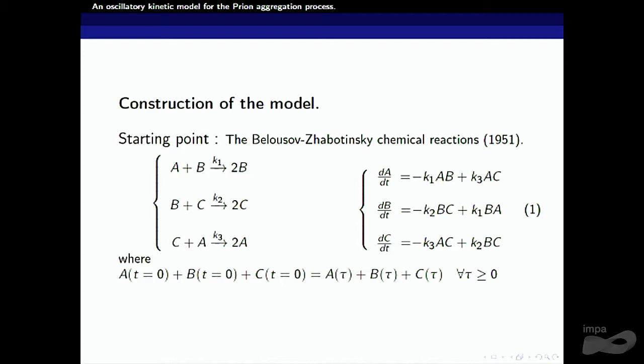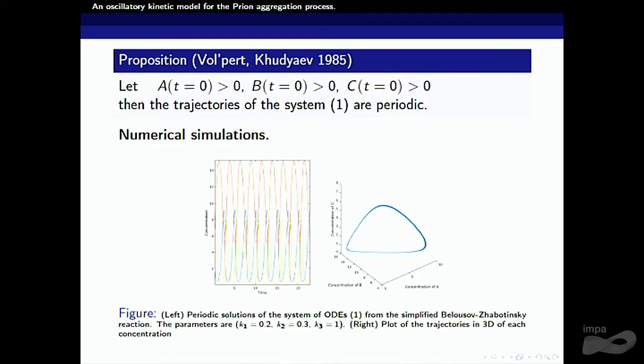trajectory. And it's important to note also that we have a mass conservation. So there is no loss or gain in the system, and that's translated in this kind of equation. So actually, if we have initial conditions which are all positive, we can prove that the trajectories of the system are periodic. We get a fine proof in the book of Volpert and Kudjaev in 1985.